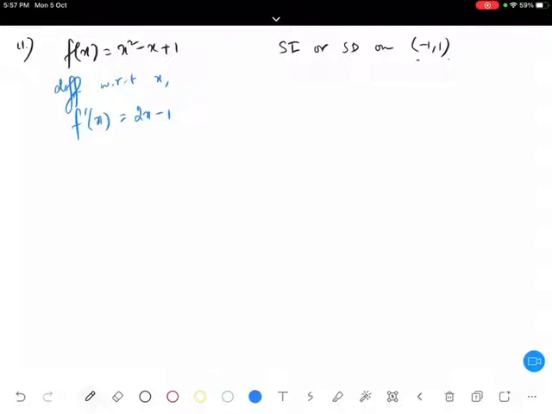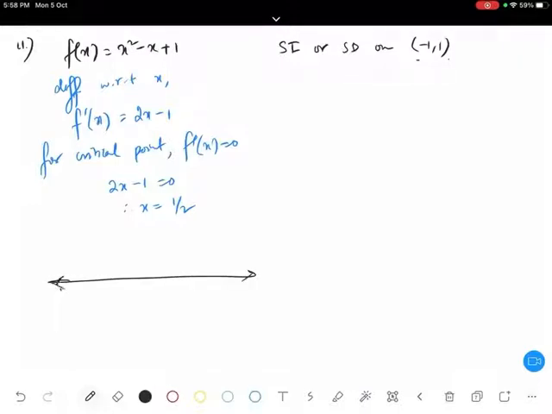Now in here we have to find the critical points. For critical point, f dash x equal to 0. So 2x minus 1 equal to 0. From here the value of x we got as half. So let us draw the number line. On that number line we will have only one point, that is half. Here infinity, here minus infinity.